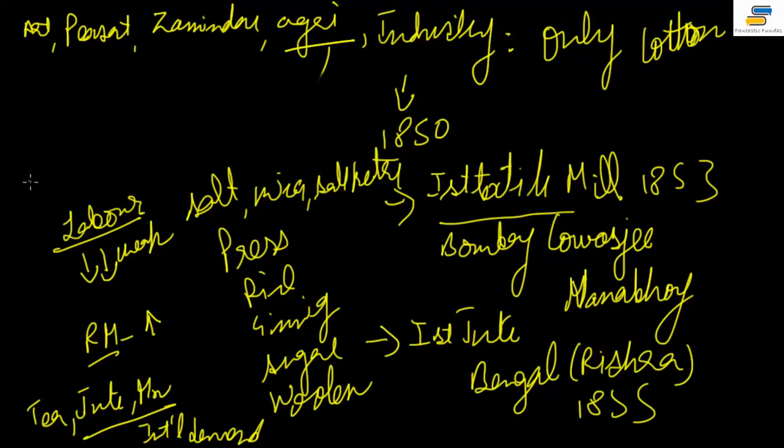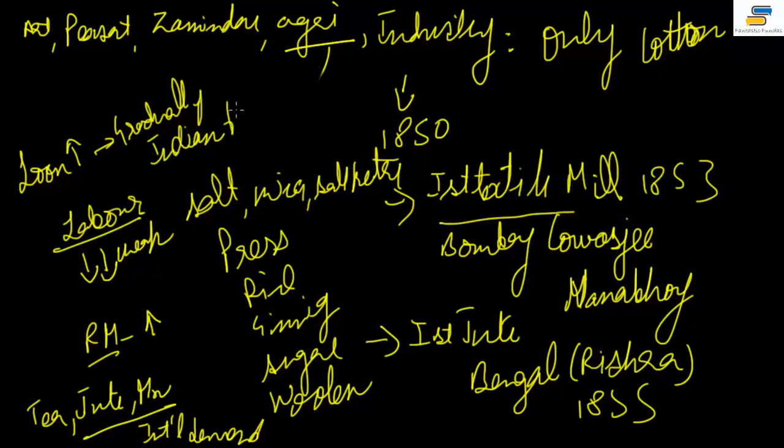For example, the loans. The loans were very costly for Indians. And so what happens because of this? Gradually it happened that Indian banks came on. There was Hoshiarpur Bank, one of the longest lasting banks of India.